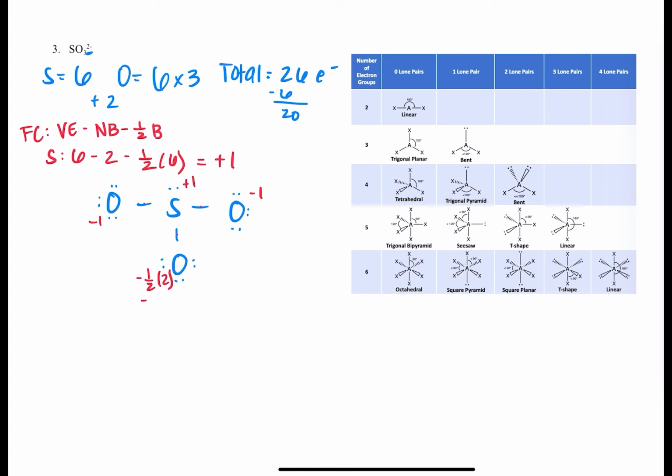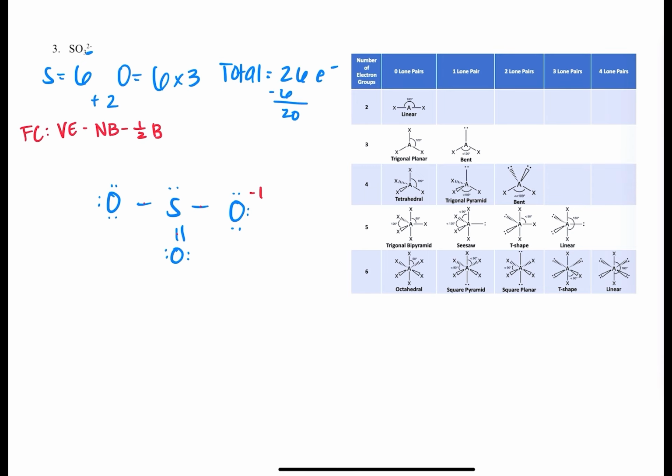So I'm going to go ahead and erase all this, and then I'm just going to pick out this oxygen right here that we're going to adjust. So if we go ahead and add a double bond here, taking one of those lone pairs and putting it up there, let's see what that does to our formal charges.